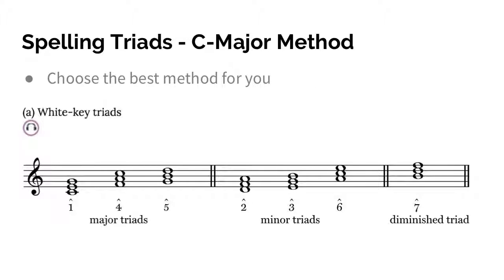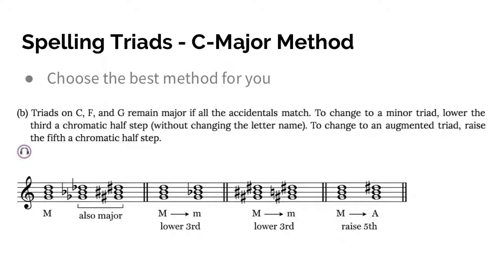All right, now we're going to talk about the C major method. Okay, so thinking about the major triads of 1, 4, and 5, and then the minor triads of 2, 3, and 6, and diminished triad, which is 7. So if triads on what, you can think of the triads of C, F, and G, which are major, okay? So if you just lower them or raise them by half steps, they are also major. If you think about the G major chord, if you lower the third, it becomes minor.